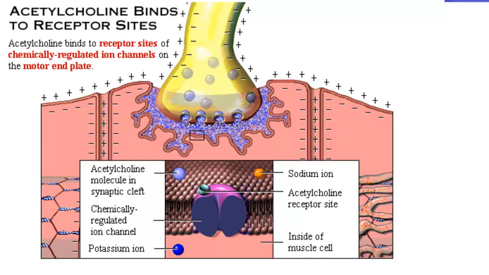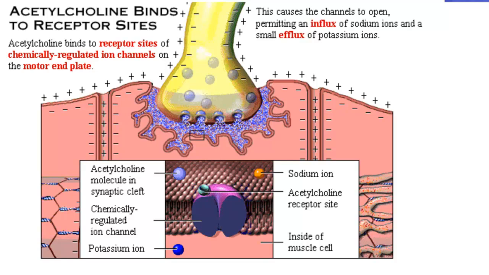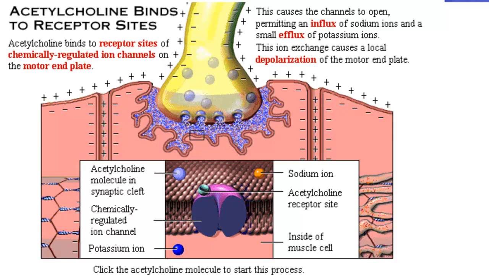Acetylcholine binds to receptor sites of chemically regulated ion channels on the motor end plate. This causes the channels to open, permitting an influx of sodium ions and a small efflux of potassium ions. This ion exchange causes a local depolarization of the motor end plate, which will be indicated here as a glow. Click the acetylcholine molecule to start this process.